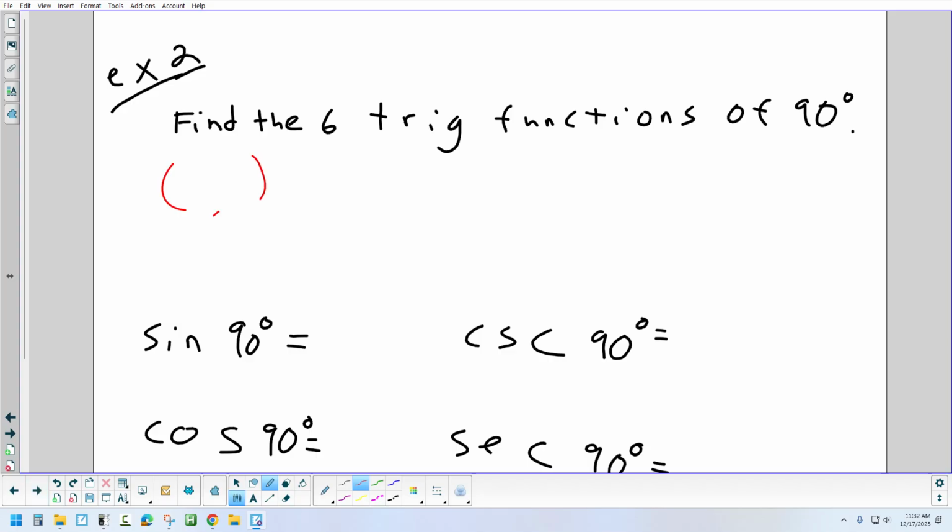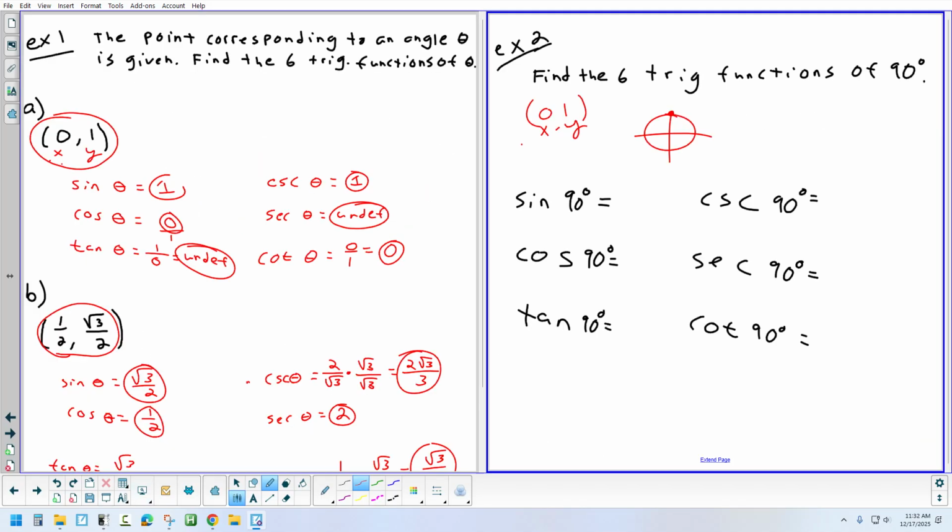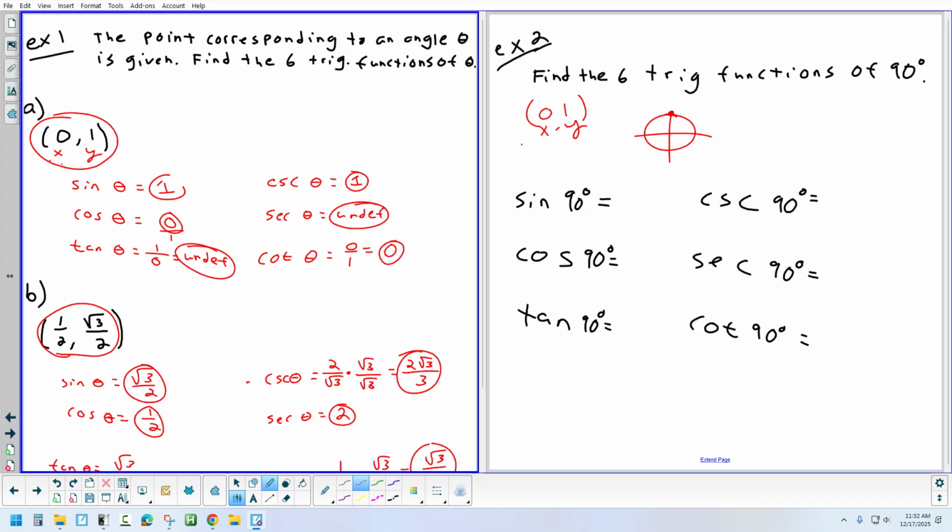If you're not sure, you can write that down. You can draw a picture. 90 is when you go straight up. And what's the coordinate on the unit circle when you go straight up? 0, 1. So now we're doing all these trig functions with an x value of 0 and a y value of 1. But we just did that. So example 2 is the same as example 1a. The only difference is you had to find the coordinate first, but all the answers are exactly the same. It's the coordinate 0, 1.